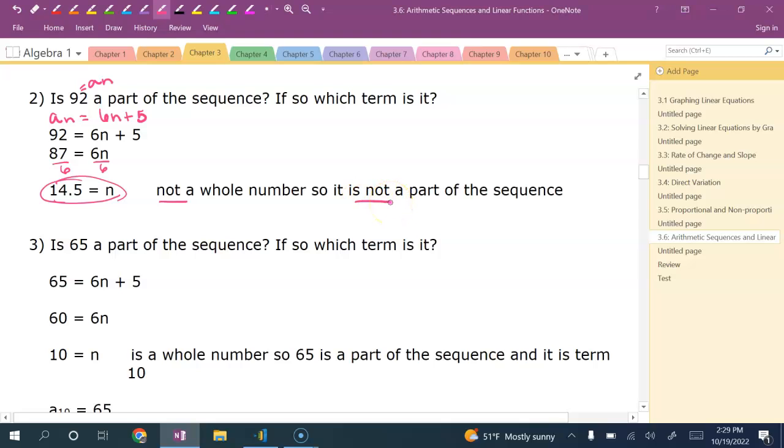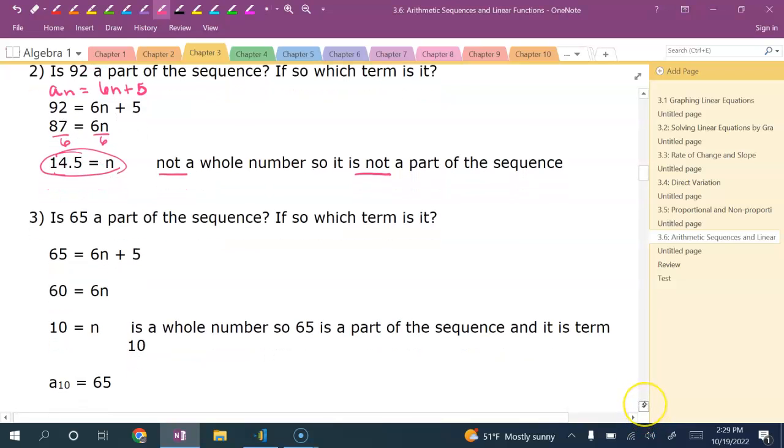Now, if we test that for 65, again, they do the same process here. They put 65 in for the an term. Then they subtracted 5 from 65, and they got 60. Then they divided by 6, and they got 10. So 10 would be part of the sequence because that came out to be a whole number. So that 10 tells you that it would be the 10th term of the sequence. So 65 would be in whatever the sequence is that I had up there. If I went to the 10th term, 65 should be the number that I got.